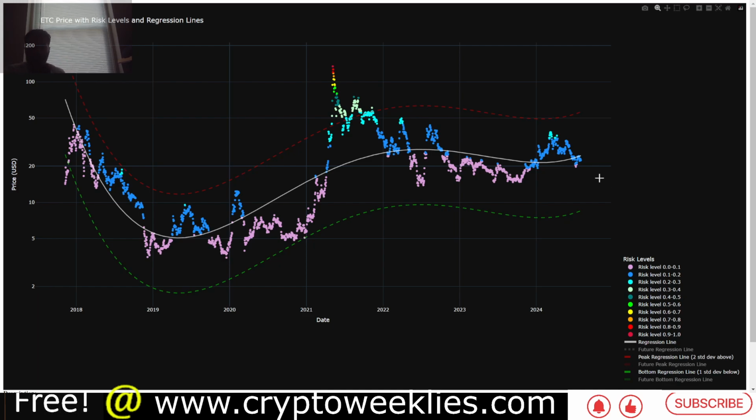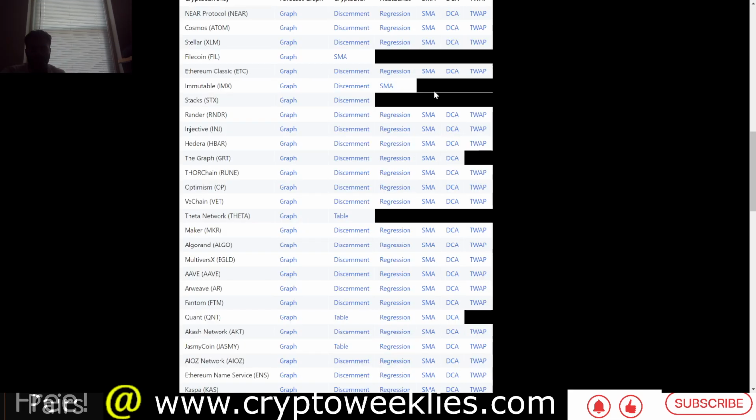So if tomorrow for any reason, there is a rally to the upside at $56 or a crash to the downside at $8.50, that's when the mean reversion is most likely to occur, like it did during the November 2020 time period when the price was at around $5.50. Right now the fair value for Ether Classic is at around $24. The current price is at around $22. So slight undervaluation with respect to the fair value regression analysis for Ether Classic.